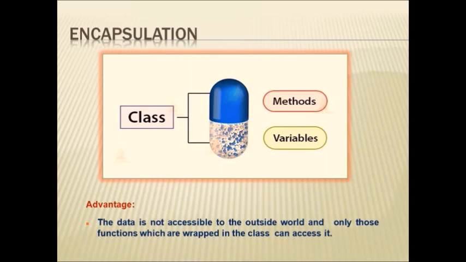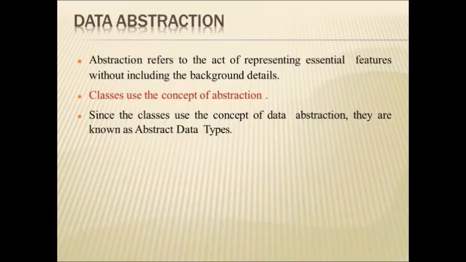And what is the advantage of using encapsulation? If you are declaring your member variables or data as private, that data is not accessible to the outside world. Only those functions which are declared in the public part of the class can access those variables. That is the encapsulation part. And the next property is data abstraction. It is also one important concept. See the definition first. Abstraction is nothing but the act of representing essential features without including the background details.